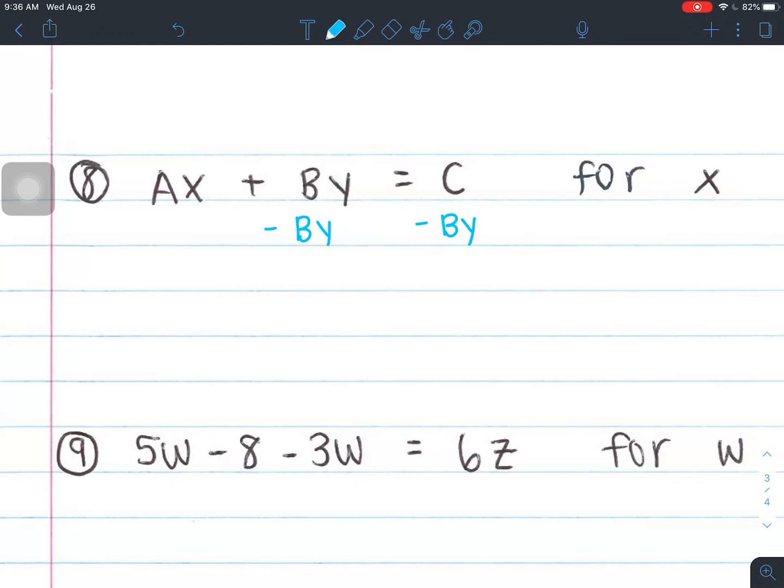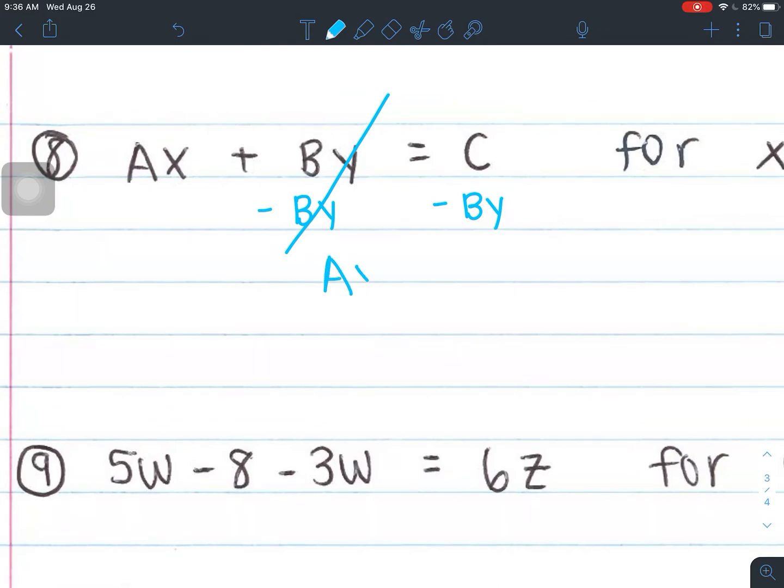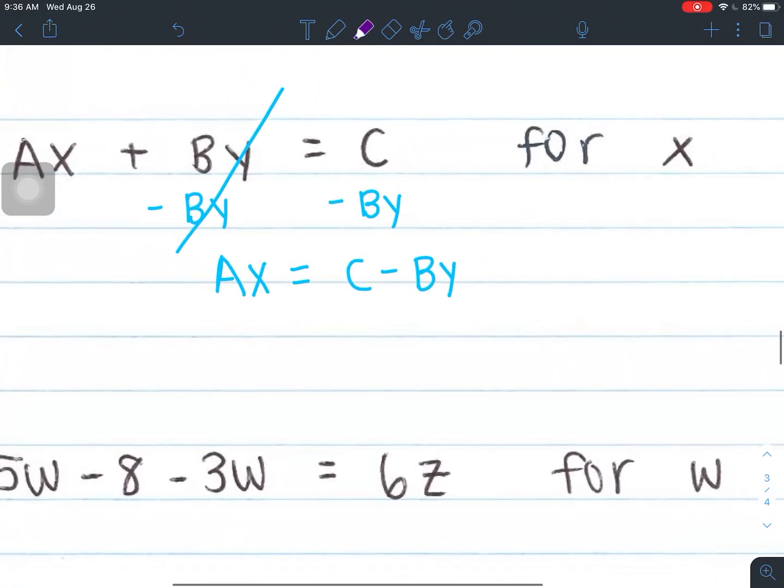Because I can subtract by, I have to do that first. If you divide by a at the very beginning, it is going to be confusing. You'll probably make a mistake, and it probably won't be correct. So, my advice to you is to add and subtract before you multiply and divide, and that is why we're subtracting by first. So positive by minus by cancels and becomes 0. So what I have left is ax equals c minus by. Now c and by are not like terms, so that's why I can't combine them.